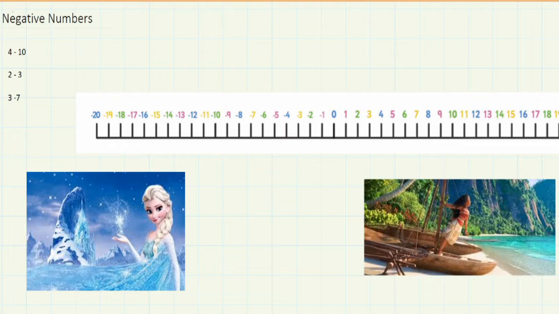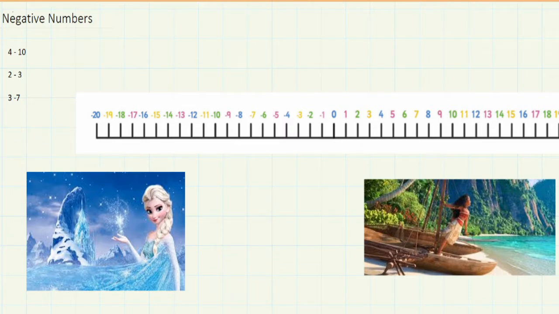Okay, the dreaded negative numbers. What an interesting lesson I had with my children teaching negative numbers, and I thought it would be a good opportunity for us to go through some of them. I put some questions on the board, the ones you'll see on the left-hand side: 4 minus 10, 2 minus 3, 3 minus 7. And like all diligent children, they said, oh no, of course not.